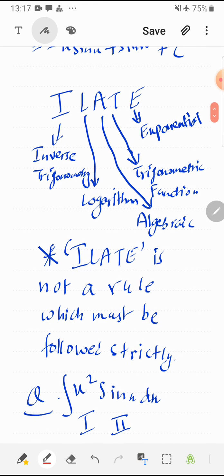Now a very important aspect about ILATE is that it is not a rule which must be followed strictly. If you are following the ILATE rule and you are not getting the result, then you have full authority that you can reverse the ILATE rule, or you can reverse the first function and second function.